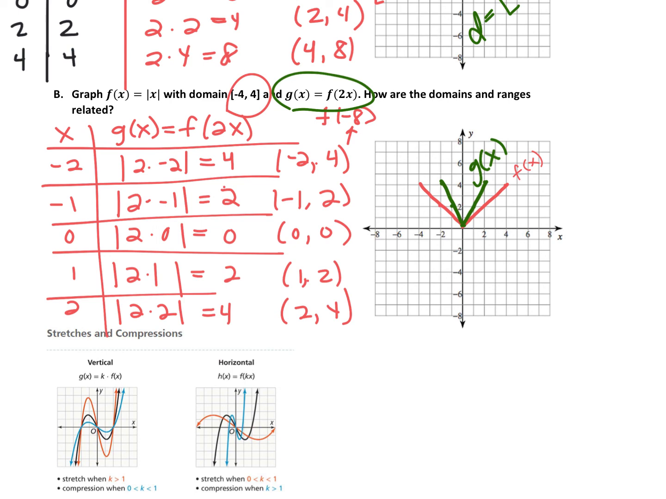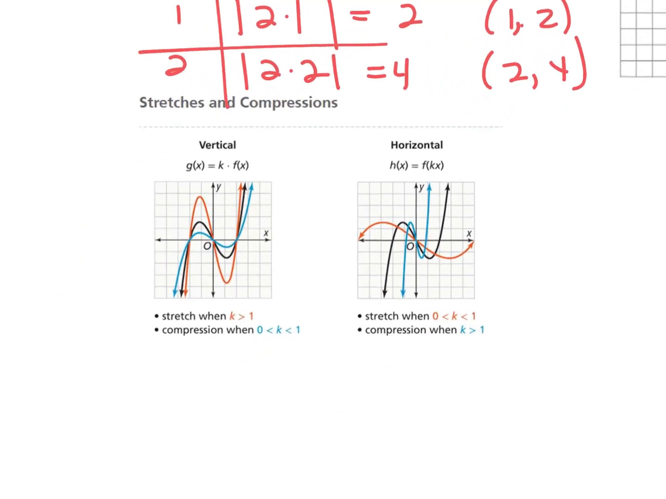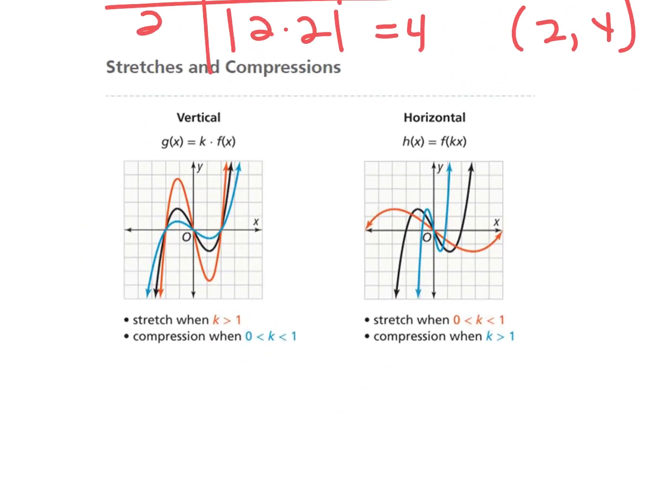And then we have just a little recap down here. I know it's kind of small, but basically, if your constant k is out front, some number that you multiply by your f of x, that's going to stretch or compress vertically. If you multiply k times the x inside the parentheses, that's going to stretch or compress your function horizontally.